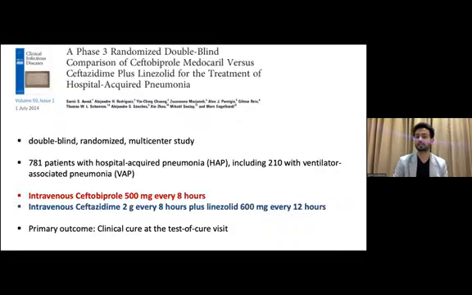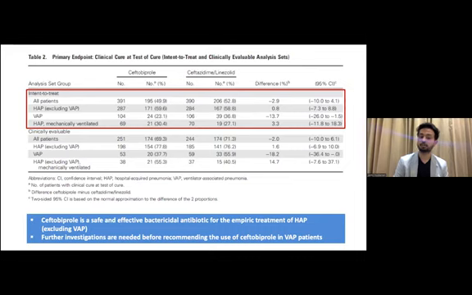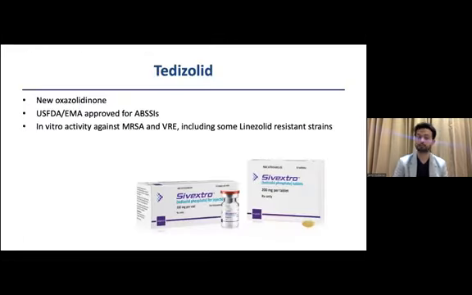So this is the trial wherein we looked into the ceftobiprole versus ceftazidime plus linezolid for the treatment of hospital-acquired pneumonia, and found out that ceftobiprole was a safe and effective bactericidal antibiotic for empirical treatment of HAP, but not for the treatment of ventilator-associated pneumonia.